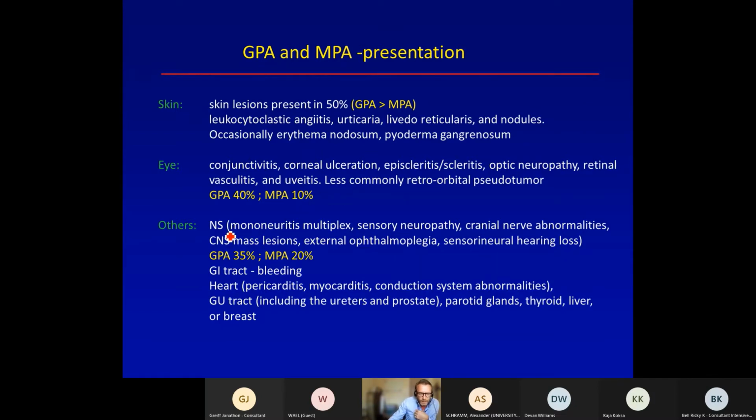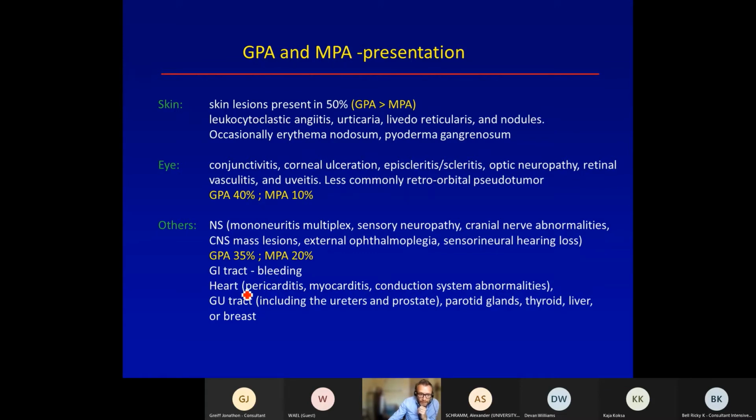Nervous system involvement is potentially very worrying. Mononeuritis multiplex is perhaps one of the commonest abnormalities that we see. You can have CNS mass lesions, which can be mistaken for brain tumours, and I'll show you an example of that in a moment. It can affect the GI tract and present as GI bleeding. Again, that can be life-threatening.